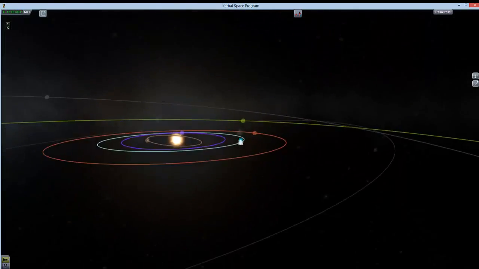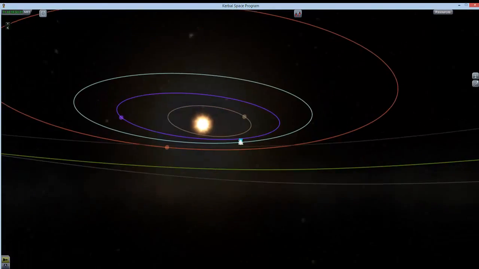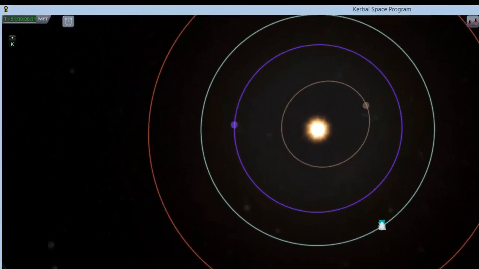So anyways, without further ado, AI, please read off Kepler's three laws.